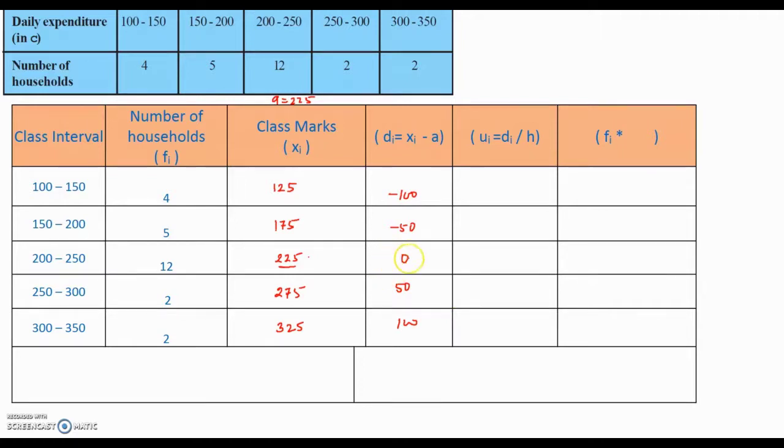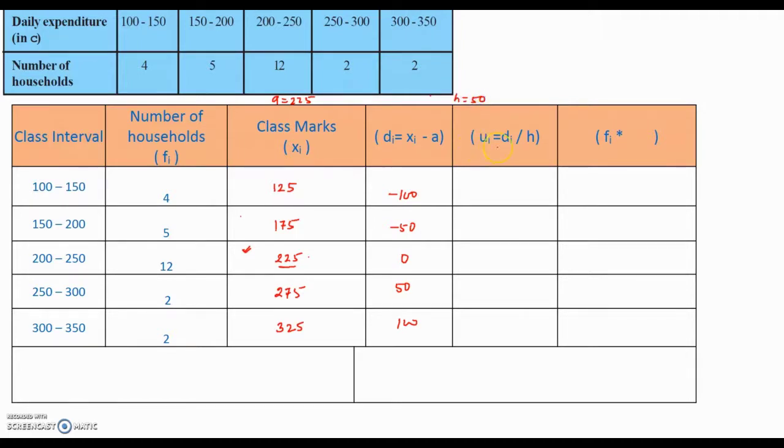Rather than summing up all positive numbers. So that is why the assumed mean is taken somewhere in the middle. You can very well take the assumed mean to be 175 also. You will get one negative number, the others will be all positive. Looking at minus 100, minus 50, 50 and 100, you see that 50 is the common factor, so you take h as 50.